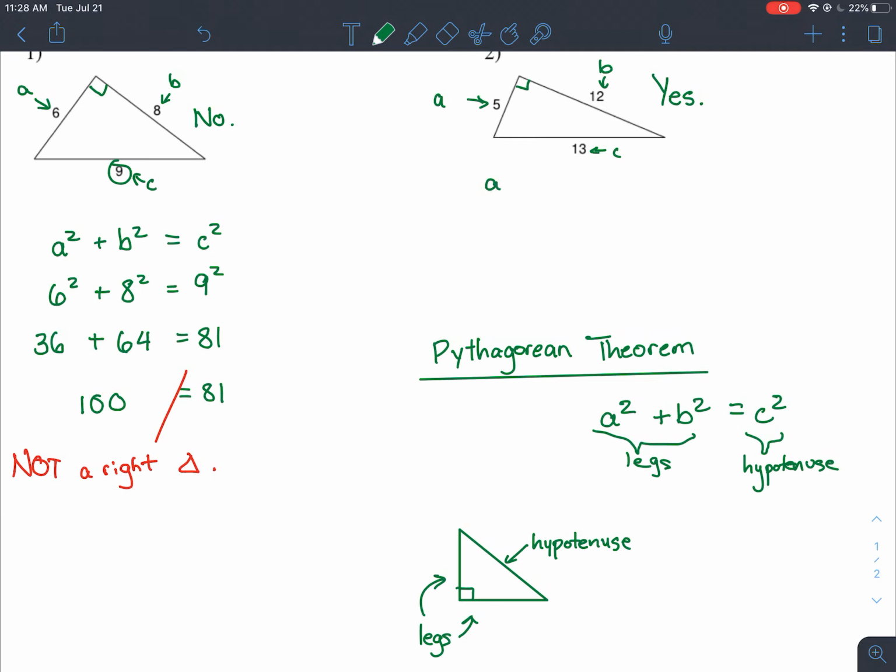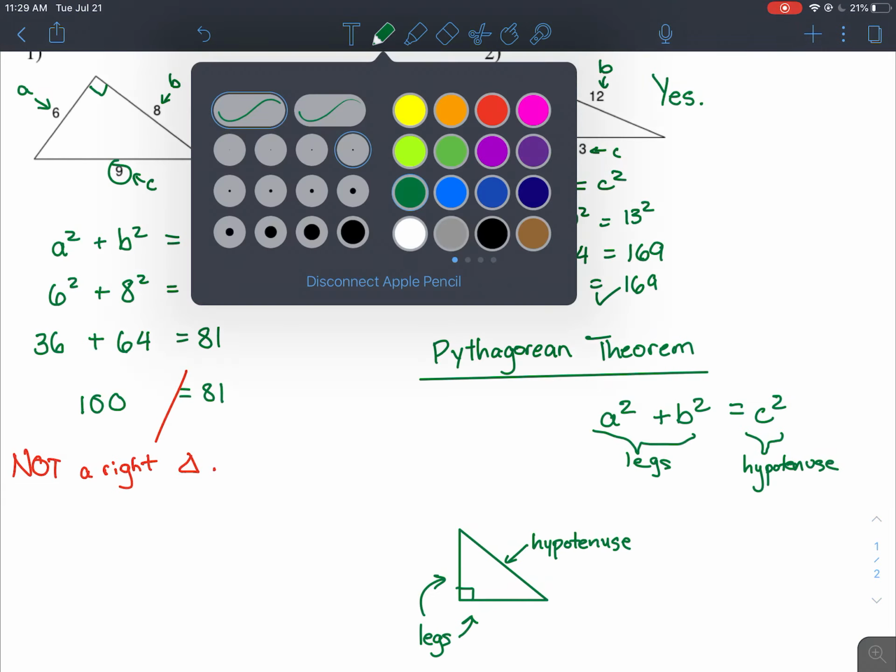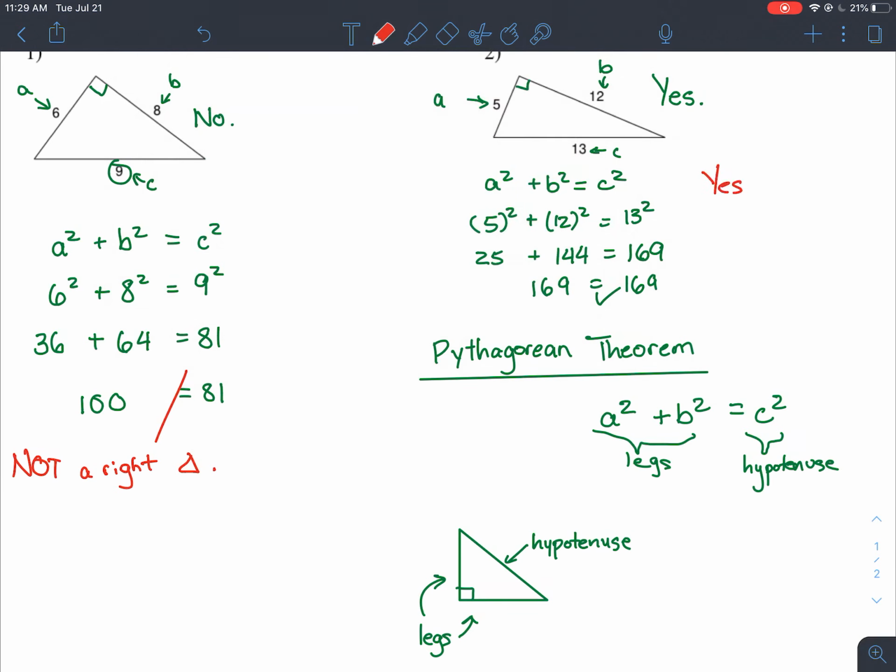So let's plug in our Pythagorean theorem and then substitute our numbers. 5 squared plus 12 squared is equal to 13 squared, and that's 25 plus 144 is equal to 169. And then once we finish our addition, 169 is the same as 169. So, yes, it forms a right triangle.